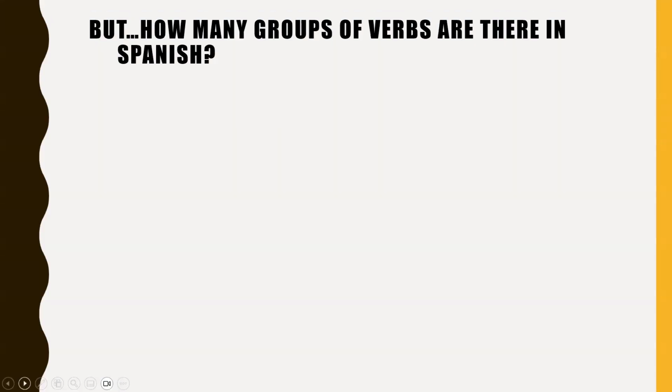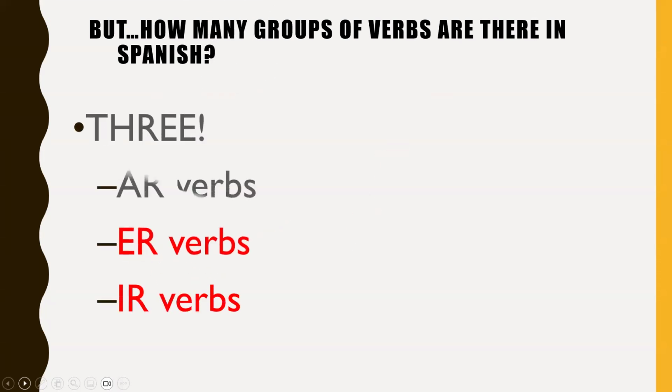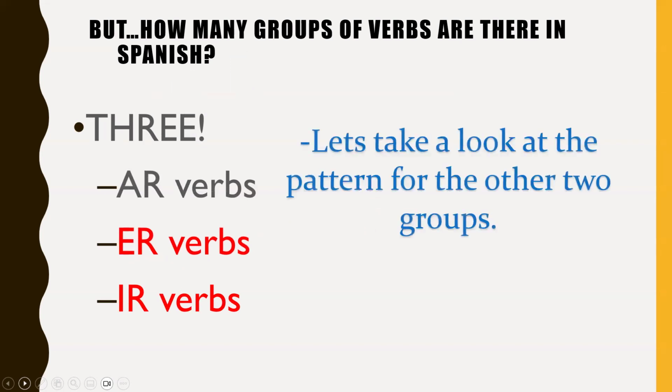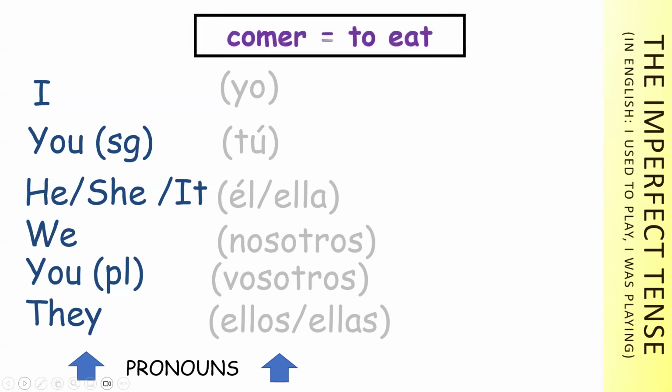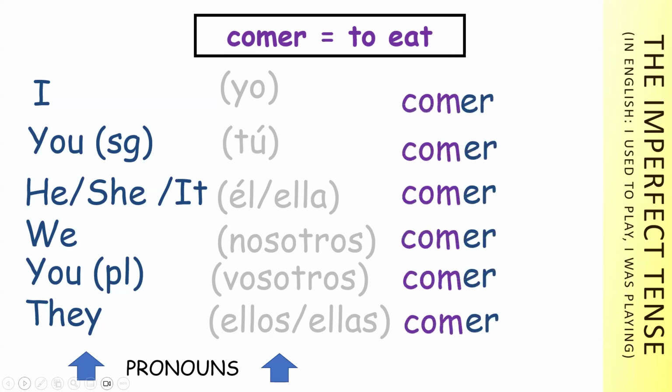But remember, there are other groups of verbs in Spanish, aren't there? There are 3 in total. We're taking a look at AR, so let's take a look at the pattern for the other 2 groups, ER and IR. So let's stick our pal Comer at the top. He represents all our lovely ER regular verbs in Spanish. Remove his final 2 letters as we're used to doing. And now look carefully at the pattern of endings for the imperfect tense.